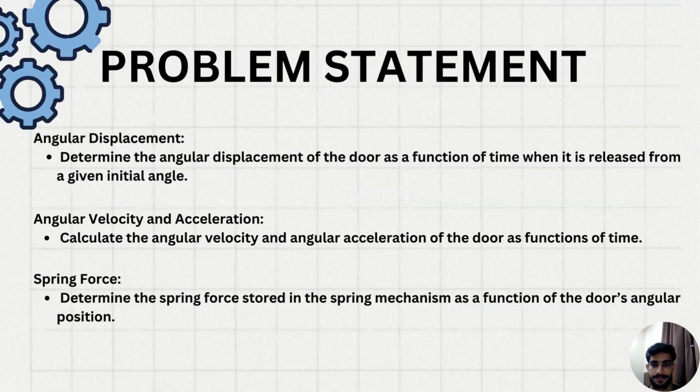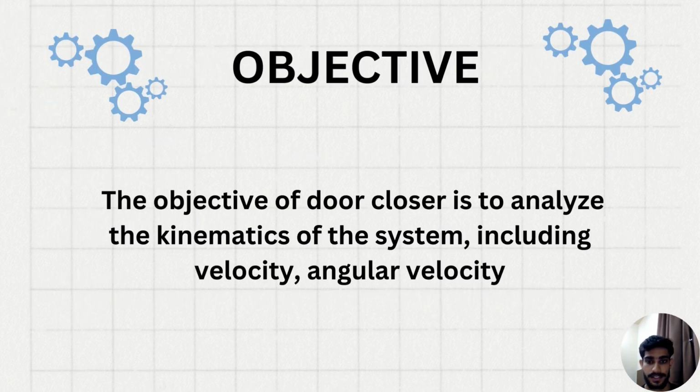The problem statements. Angular displacement: determine the angular displacement of the door as a function of time when it is released from the given initial angle. Angular velocity and angular acceleration: calculate the angular velocity and also the angular acceleration of the door as a function of time. Next problem statement is spring forces: determine the spring force stored in the spring mechanism as a function of the door's angular position. The objective of the door closer analysis is to analyze the kinematics of the system, including velocity and angular velocity.